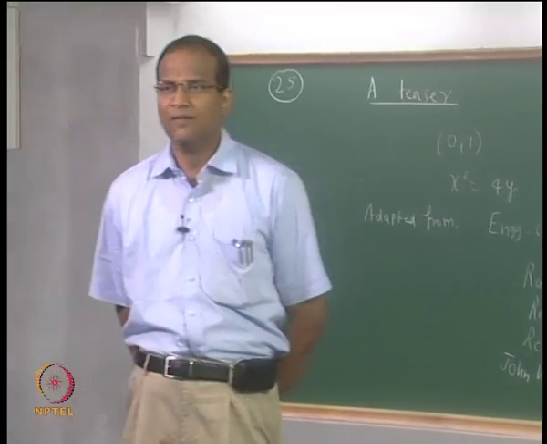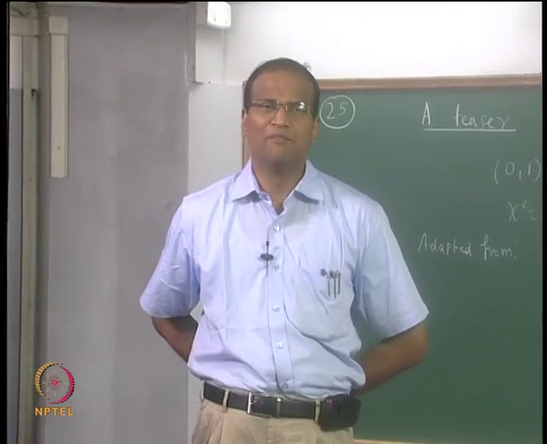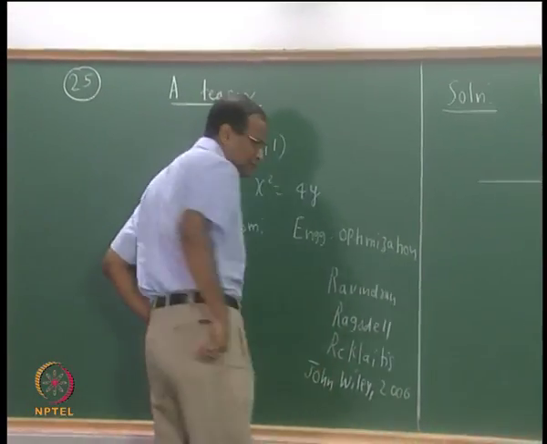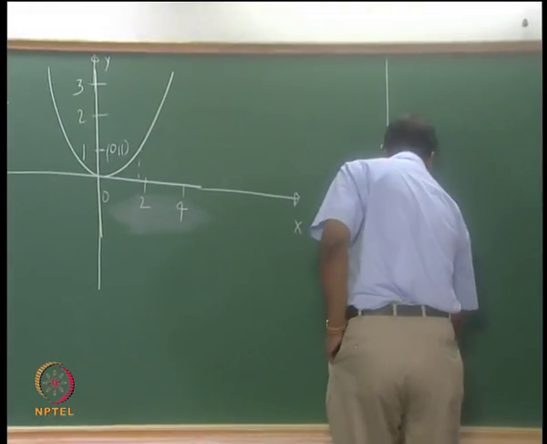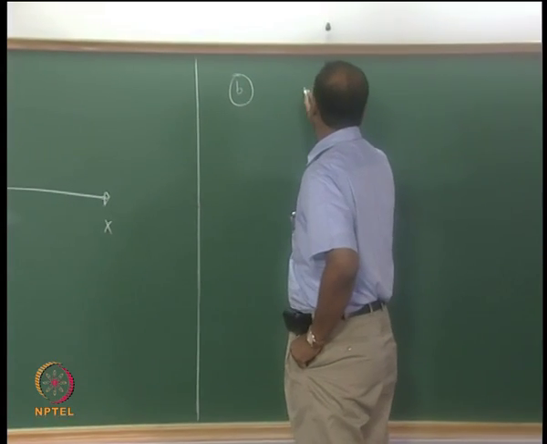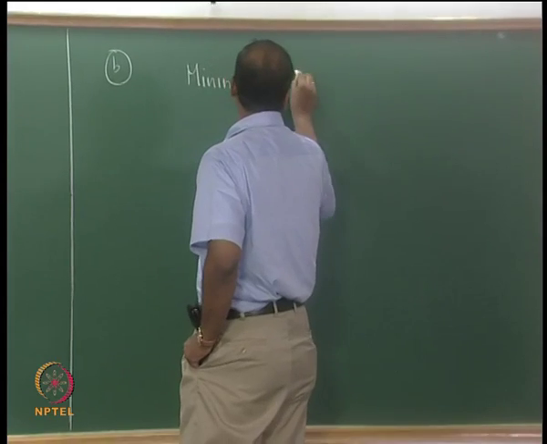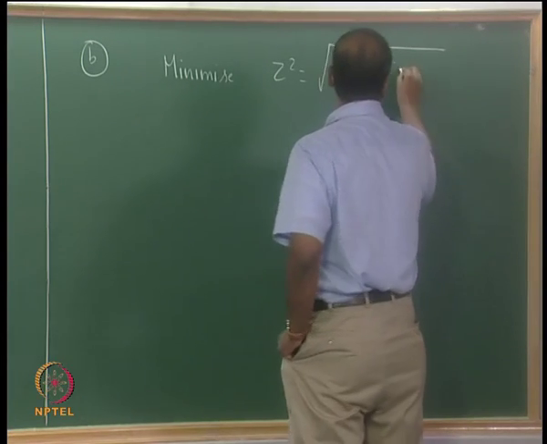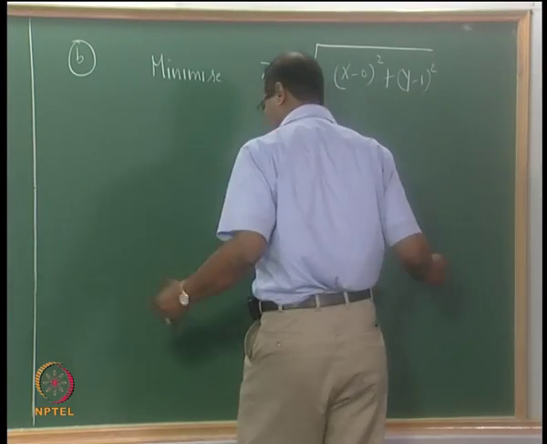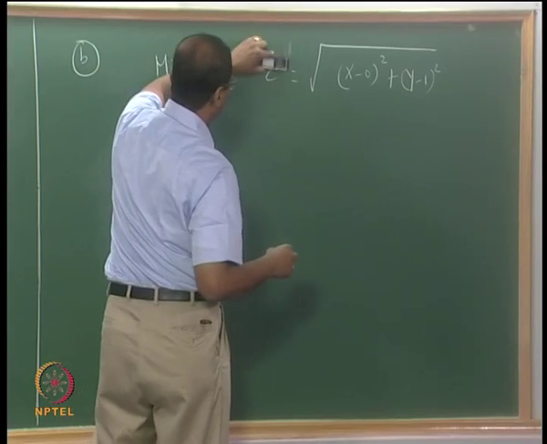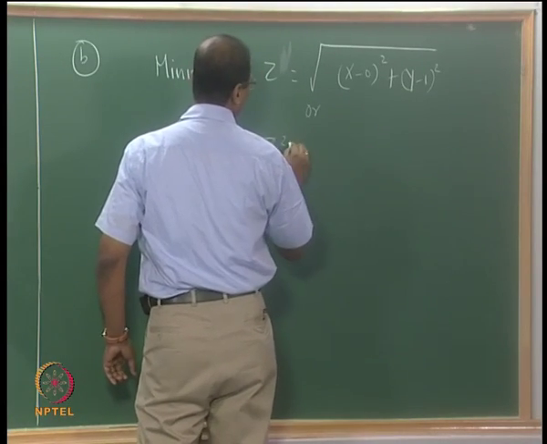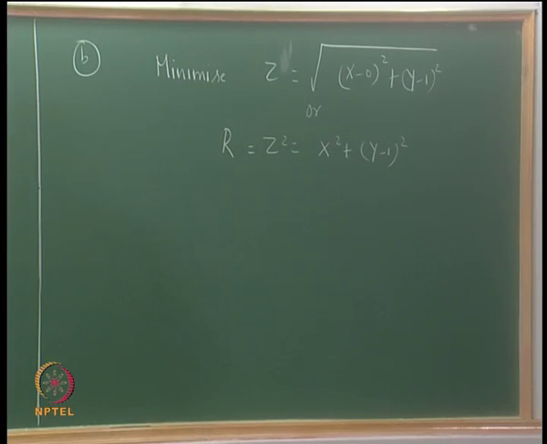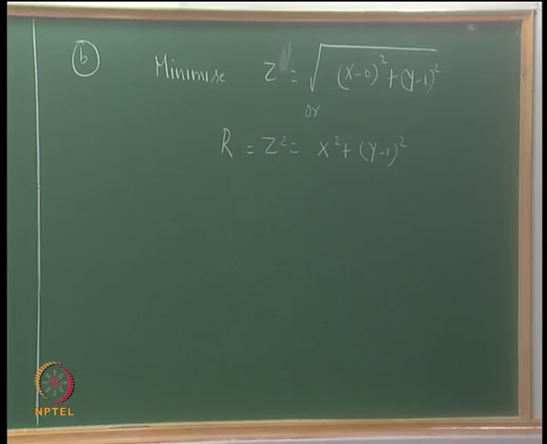You can start with B first and then proceed to A. With B also some people may get stuck. Okay, let us start with B. Minimize some R, I will call some R. It does not matter, right? I can minimize Z square or Z.